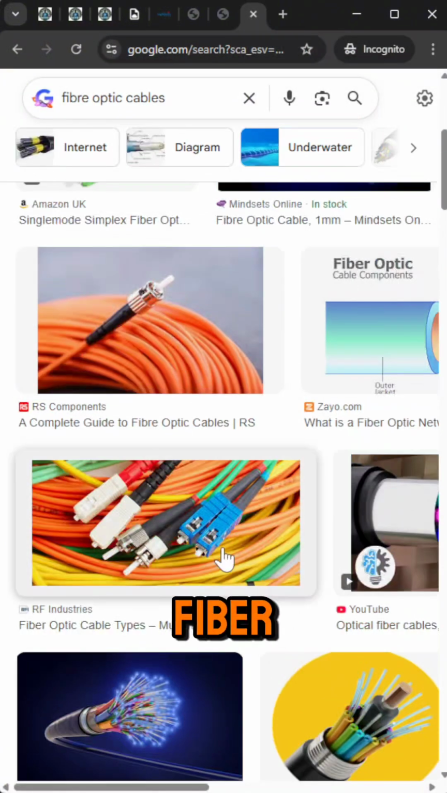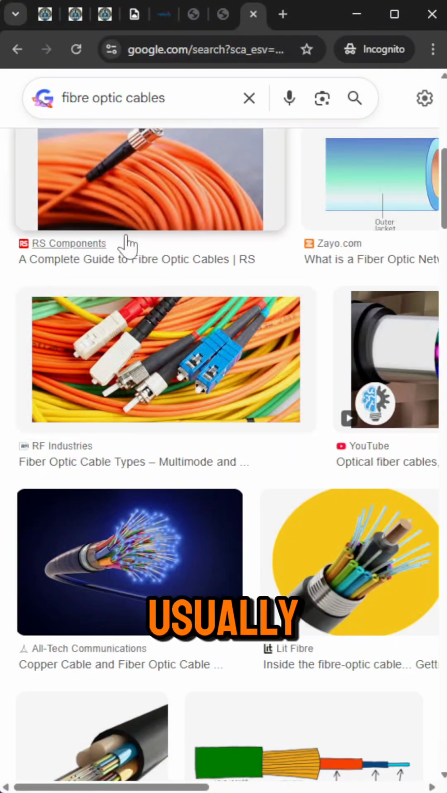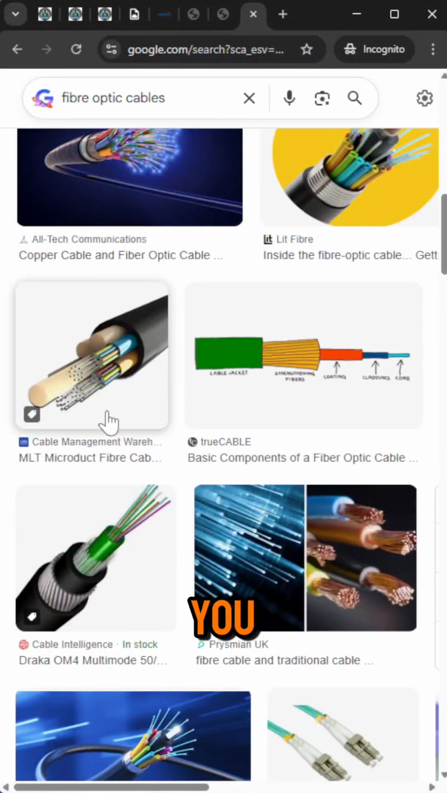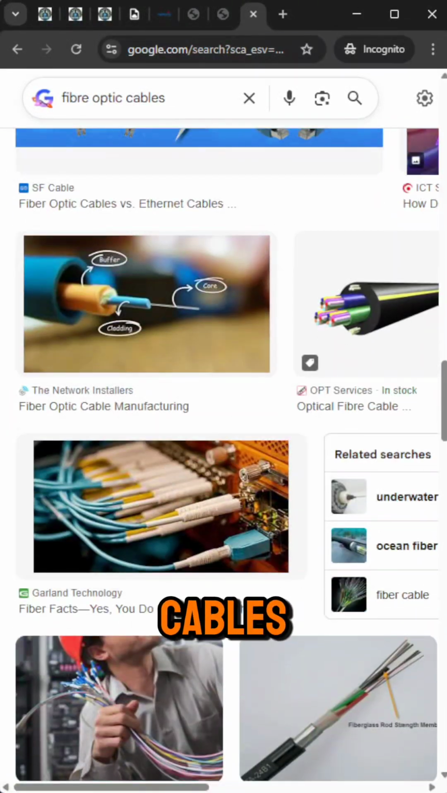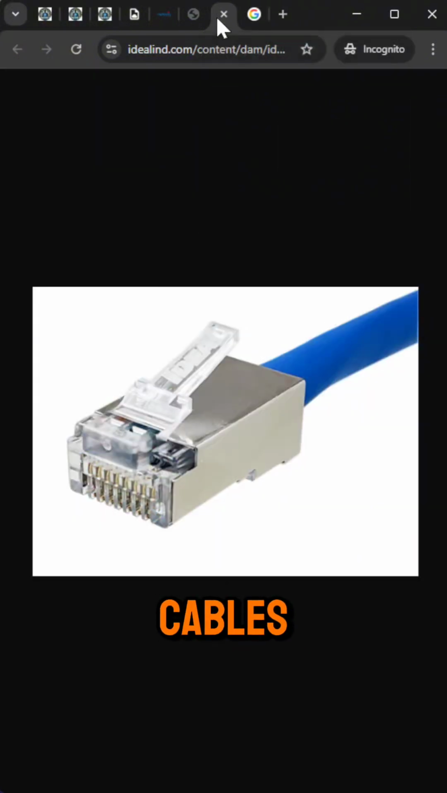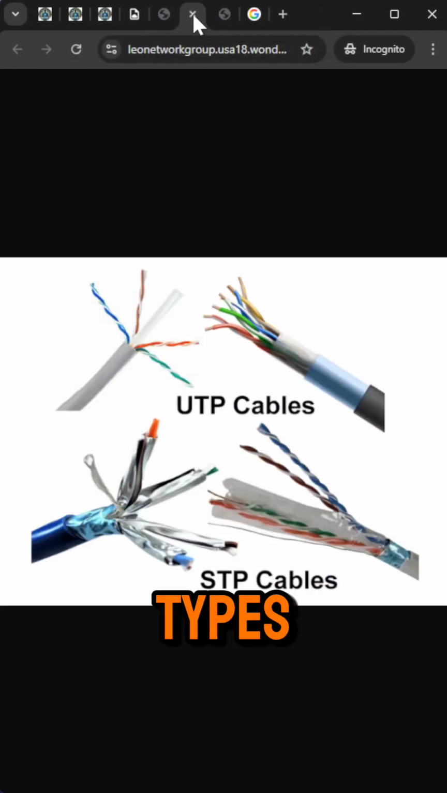So these are fiber optic cables. You can see they're usually this color, so just quickly have a look. And when we say copper cables, what we mean is this is a copper cable. We also call them Ethernet cables, but basically they are made of copper. And you have two types of copper cables, the first being UTP cables.